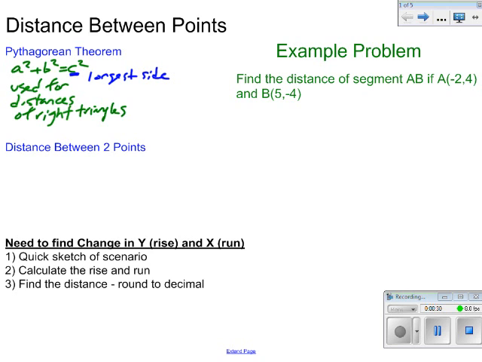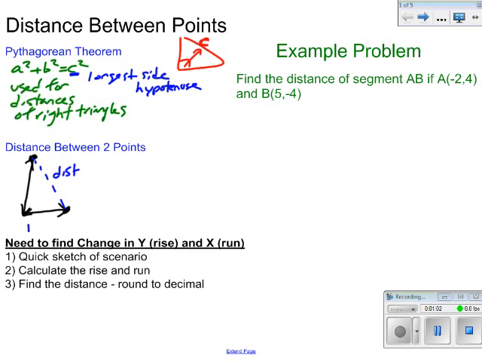Alright, so again, when you're thinking distance, just think Pythagorean theorem, which is used to find the distances of right triangles. Now, the actual way to find the distance between 2 points, there is a distance formula, which is, again, basically the same thing as the Pythagorean theorem, just using different letters. When you're finding the distance between 2 points, we're looking for that diagonal connector of the two.